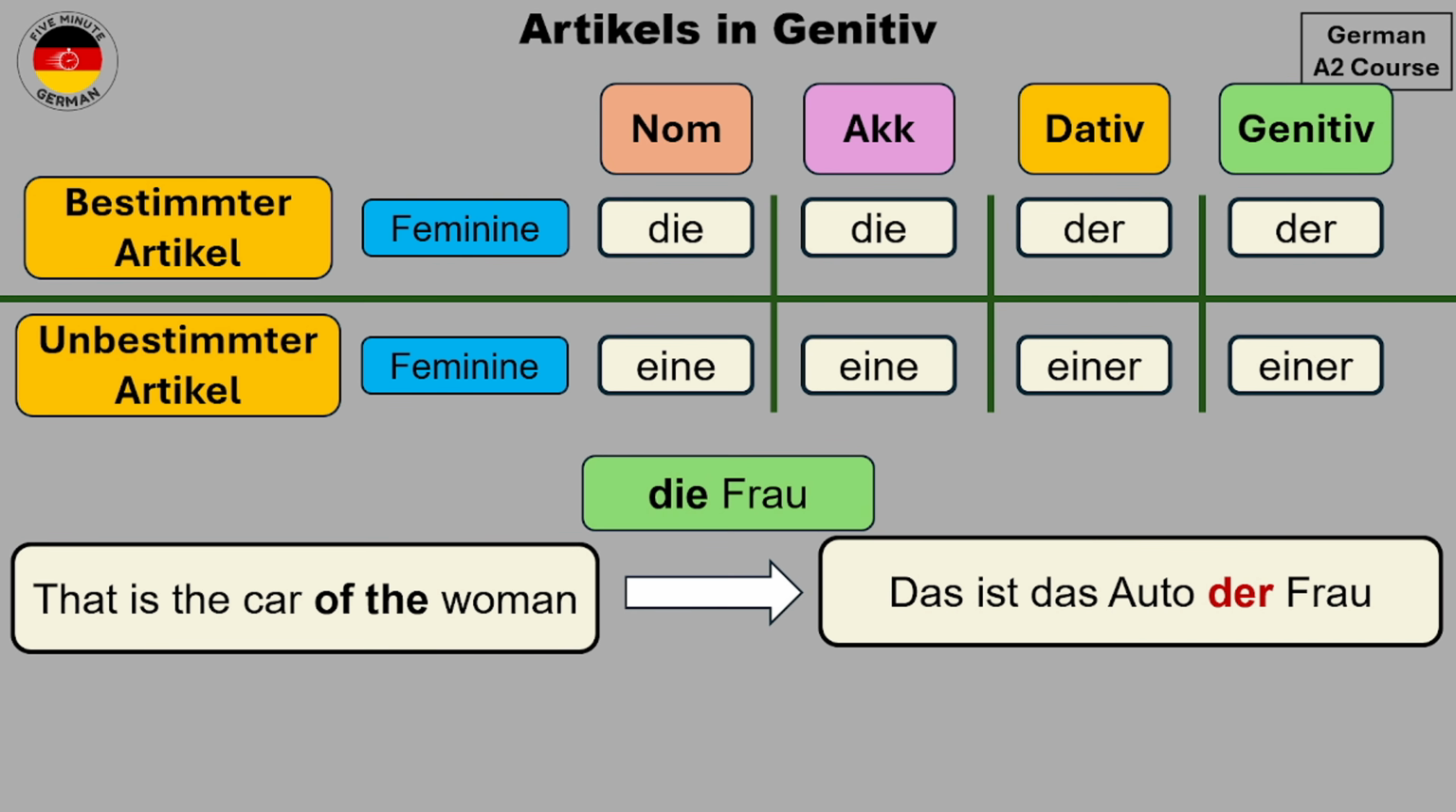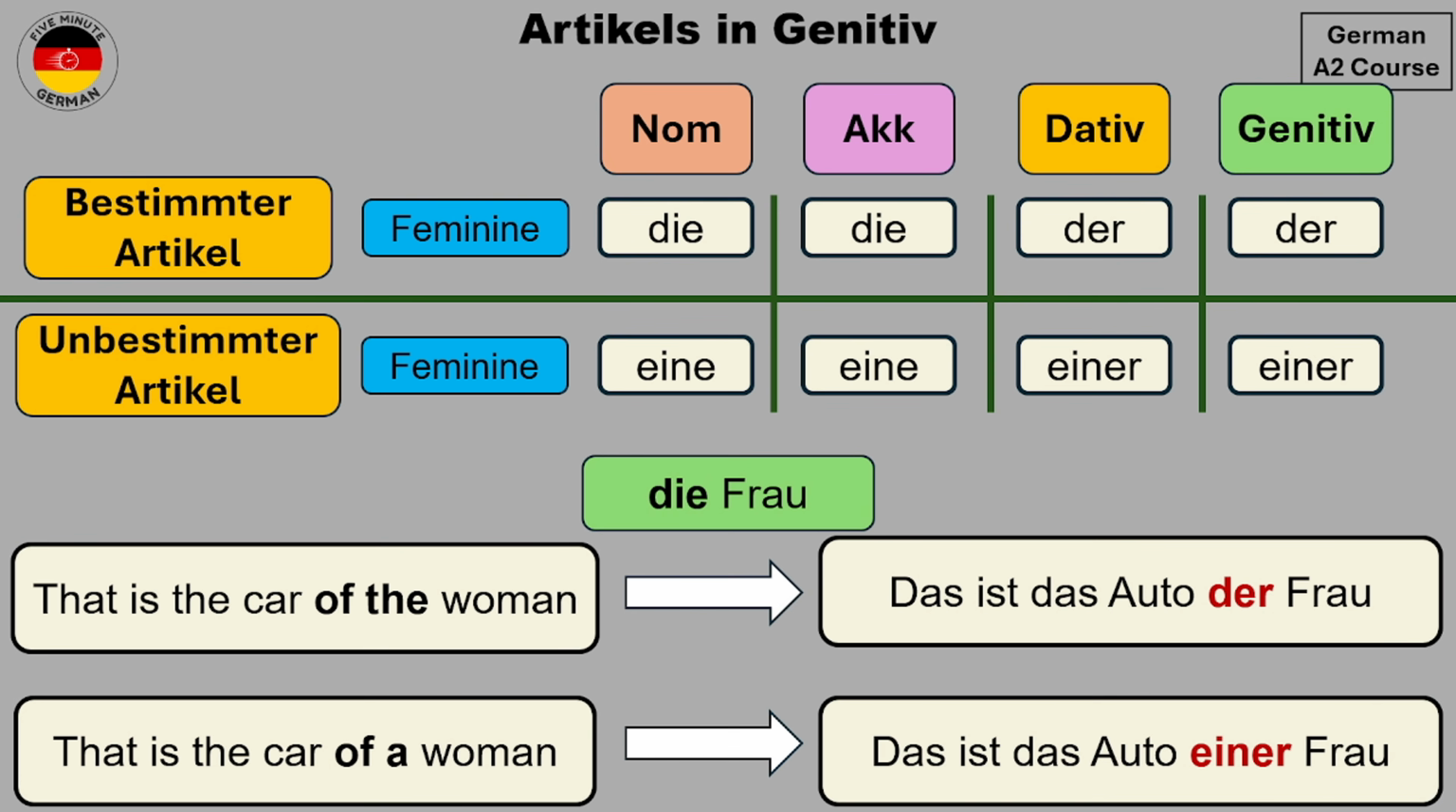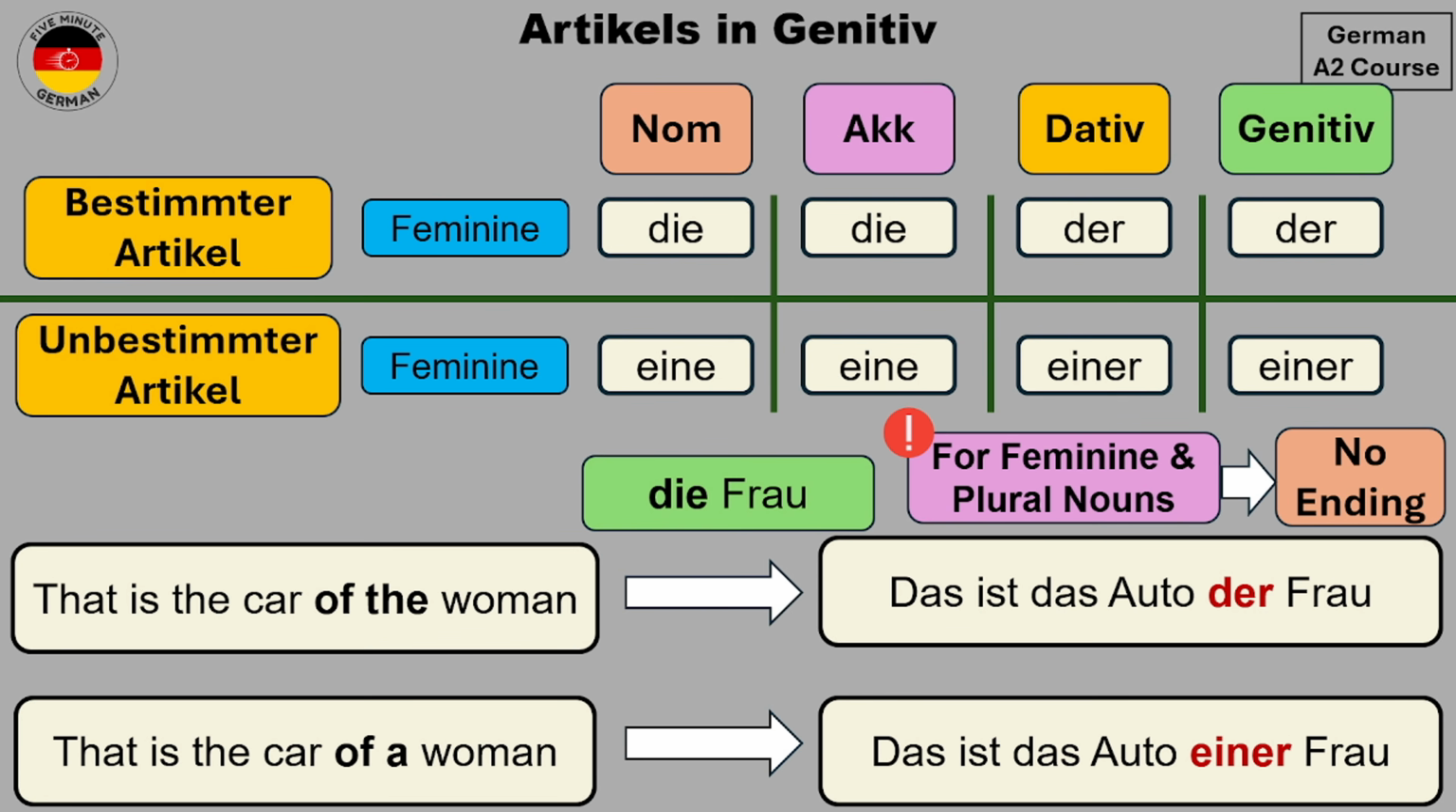Now the same sentence with the unbestimmte article will be that is the car of a woman. So in German we will write this as das ist das Auto einer Frau. That is the car of a woman. So we have used einer over here because einer is the Genitiv unbestimmte article for feminine nouns. And you might have noticed that we have not added any endings over here after Frau as we did for Mann. And this is because for feminine and plural nouns in genitive, we don't add any ending.